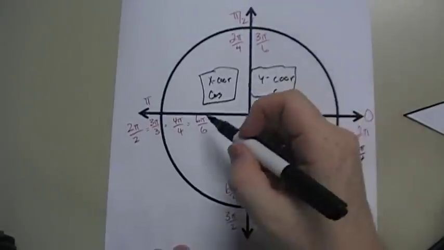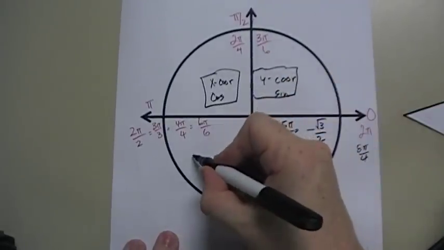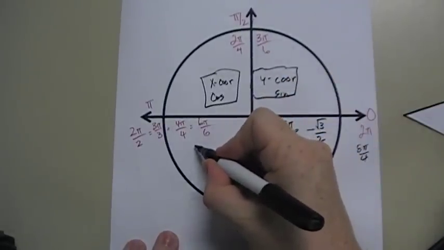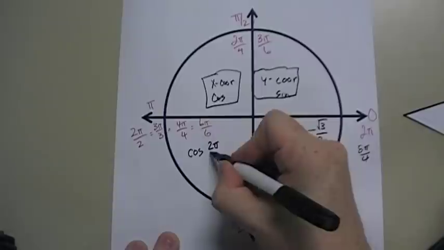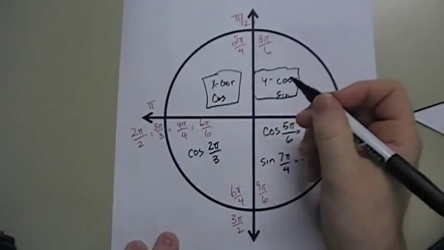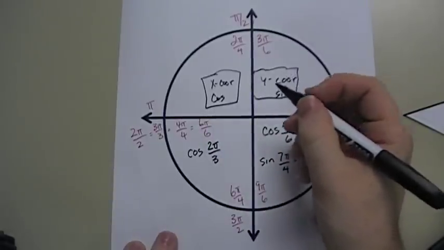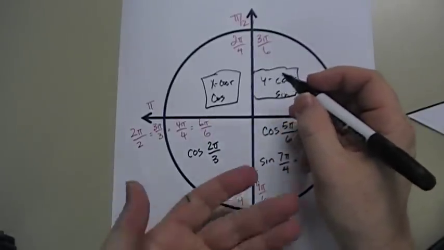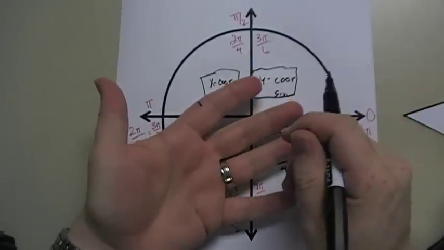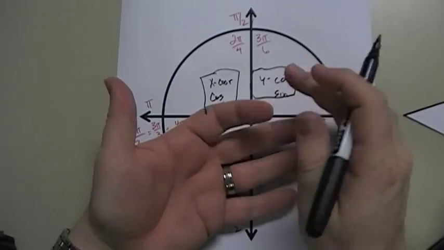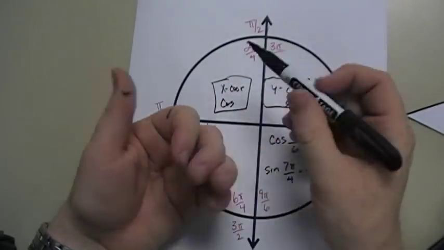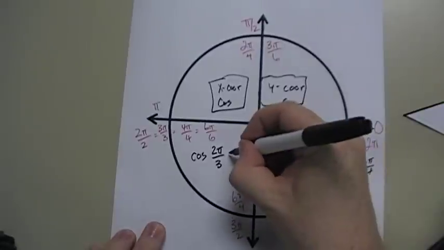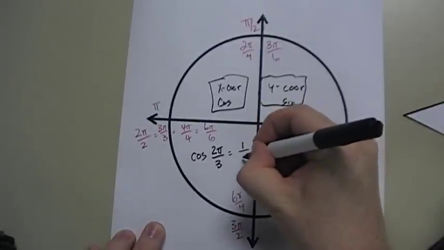Okay, let's do another one. Let's do the cosine of 2 pi over 3. Okay, that one's a little bit trickier. Cosine of 2 pi over 3. Well, it's a pi over 3, so I'm going to start with this. Remember, 0, pi over 6, pi over 4, pi over 3. It's cosine, so it's number of fingers above. I only have one finger above, so it's going to be square root of 1 over 2.